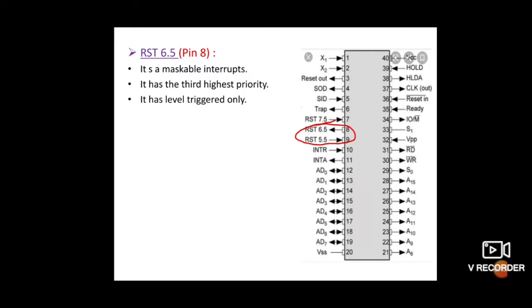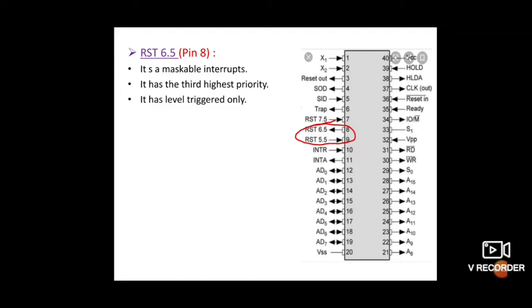It is a maskable interrupt, the opposite of non-maskable. Maskable means it can be disabled, that is, temporarily masked. It has the third highest priority, which means lower than RST 7.5.